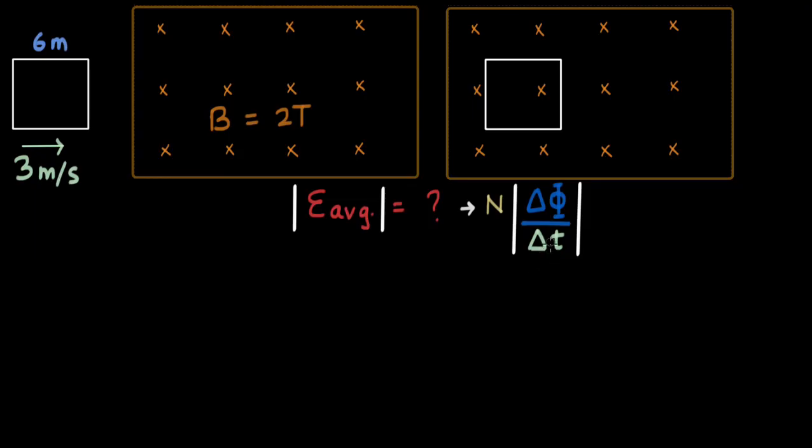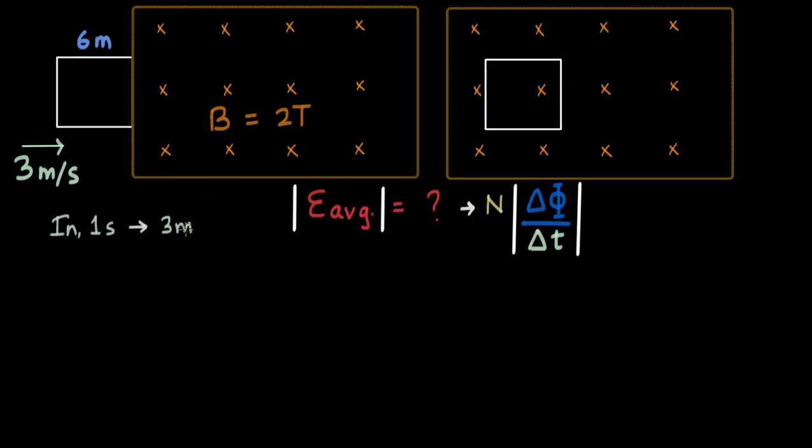Delta T is the time duration for which the magnetic flux changes, and the magnetic flux through the coil starts changing when the loop starts entering the region of uniform magnetic field. So kind of like this, when the loop is moving to the right, and at this very instant, right when it starts entering the region, that is when we should start recording our time. That is when we should start the timer for delta T. So we know the speed, that is 3 meters per second. That means that in 1 second, the loop travels 3 meters to the right. So that would look like this.